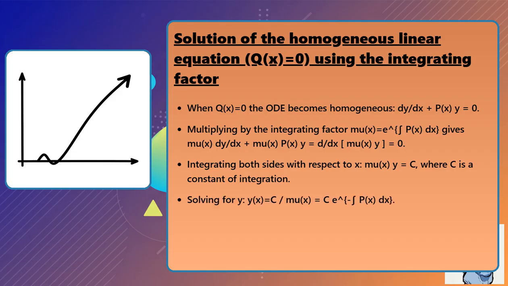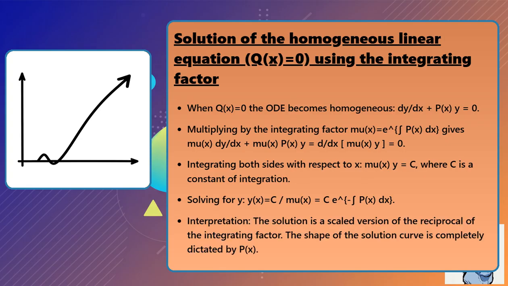Solving for y: y(x) = c/mu(x) = c e^(-integral of p(x) dx). Interpretation: the solution is a scaled version of the reciprocal of the integrating factor. The shape of the solution curve is completely dictated by p(x).